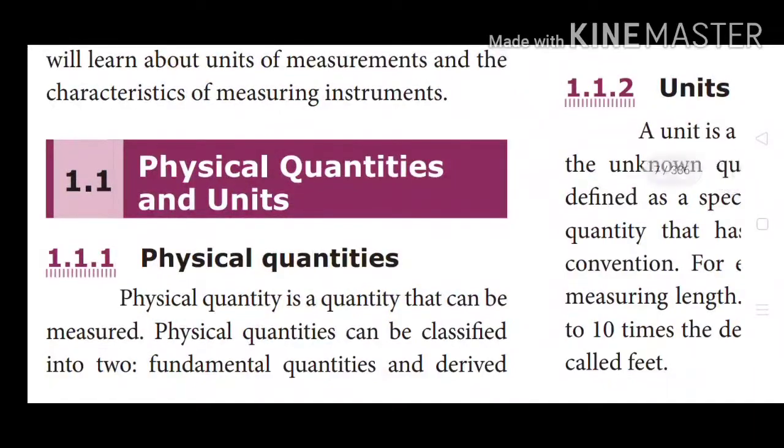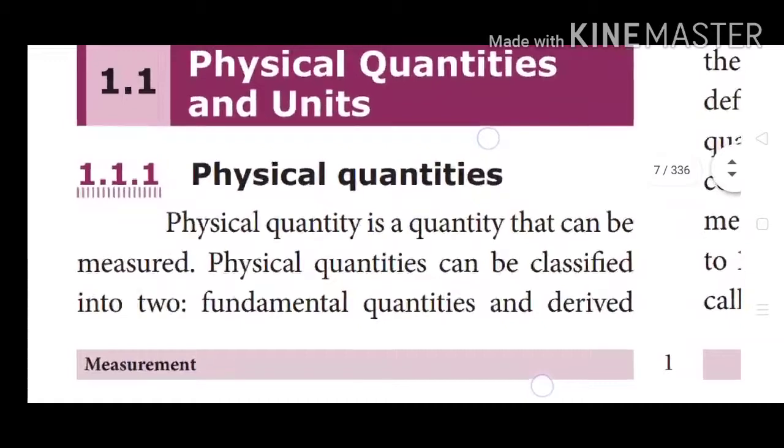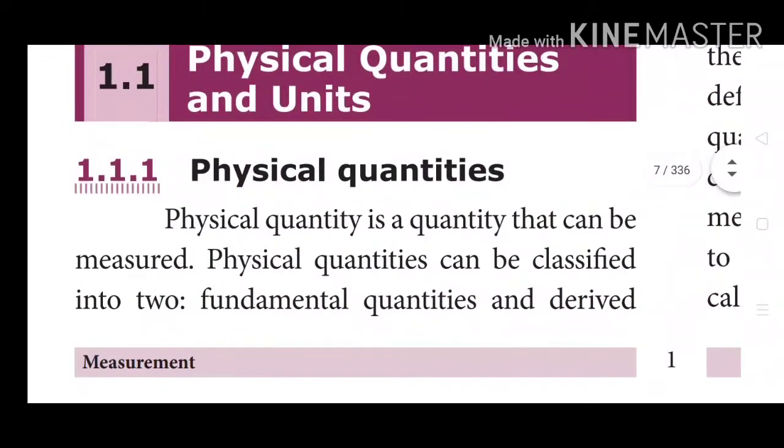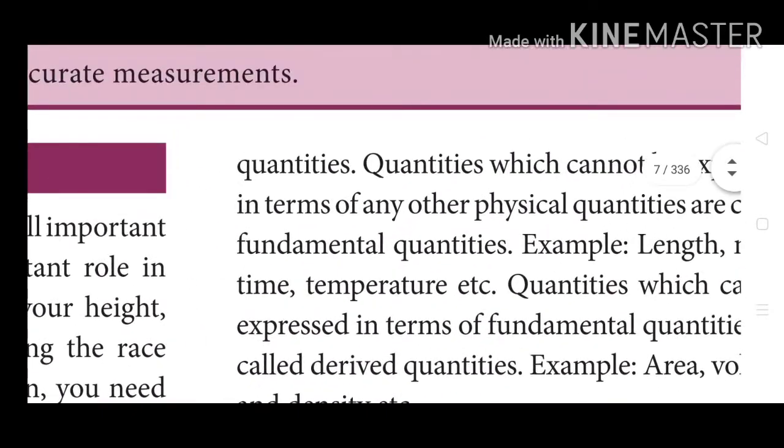The first topic of the lesson is physical quantities and units. Physical quantities. A physical quantity is a quantity that can be measured by instruments. The physical quantities can be classified into two. One is fundamental quantities and another is derived quantities.